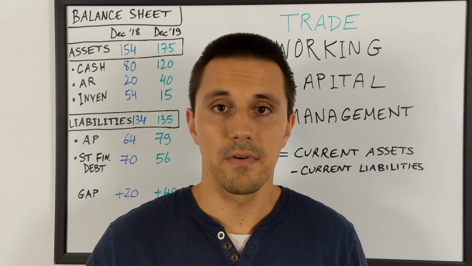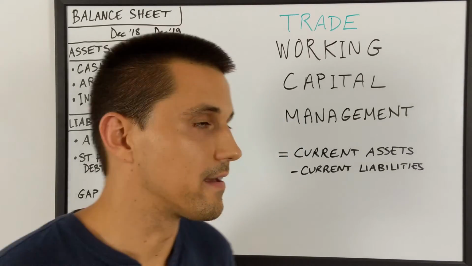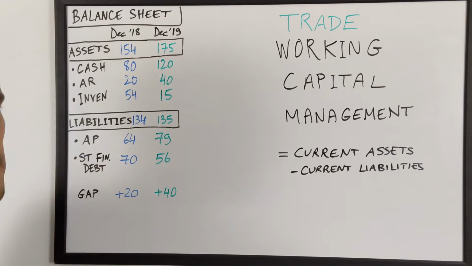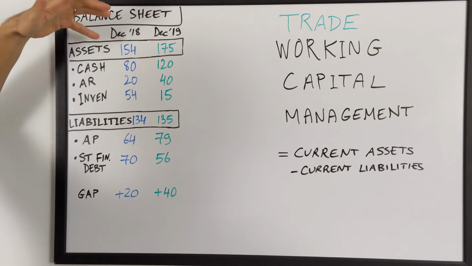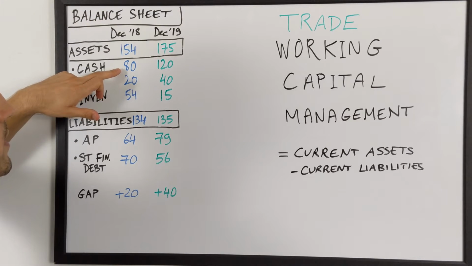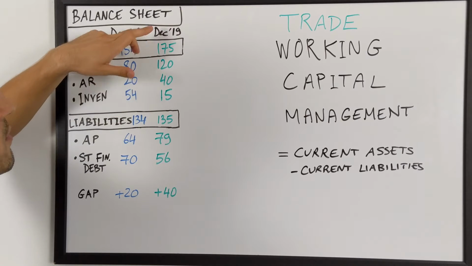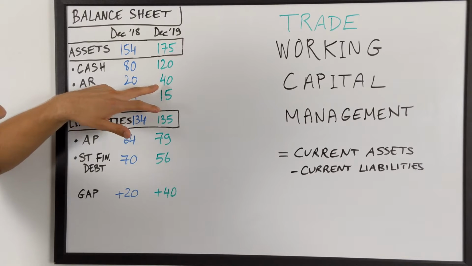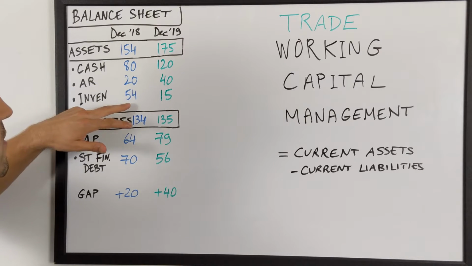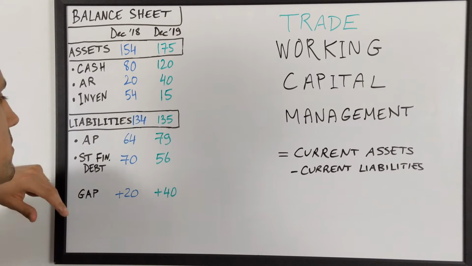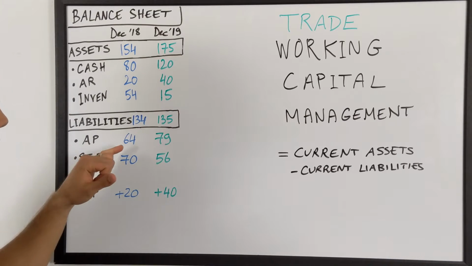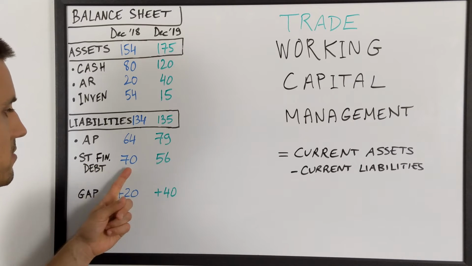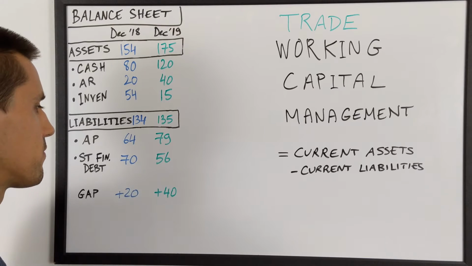Okay, now let's add some numbers to our balance sheet to make it easier to understand. So we have two years here, 2018 and 2019, that I have filled with numbers. First of all, let's start with 2018. We can see that cash is going up from 80 in 2018 to 120 in 2019. Accounts receivables are going up from 20 to 40. Inventory is going drastically down from 54 to 15. And on the liability side, accounts payables are going up from 64 to 79. Short-term financial debt is going down from 70 to 56.